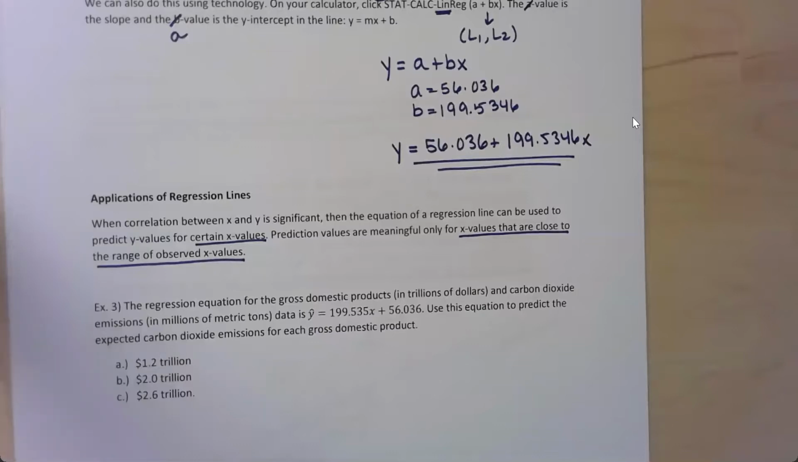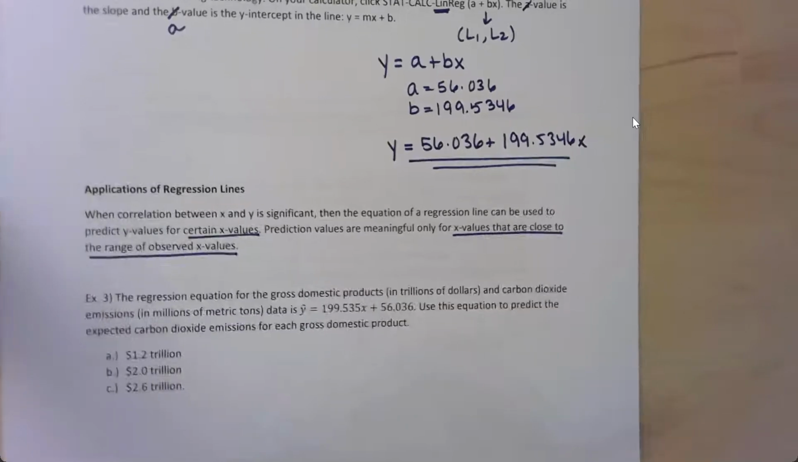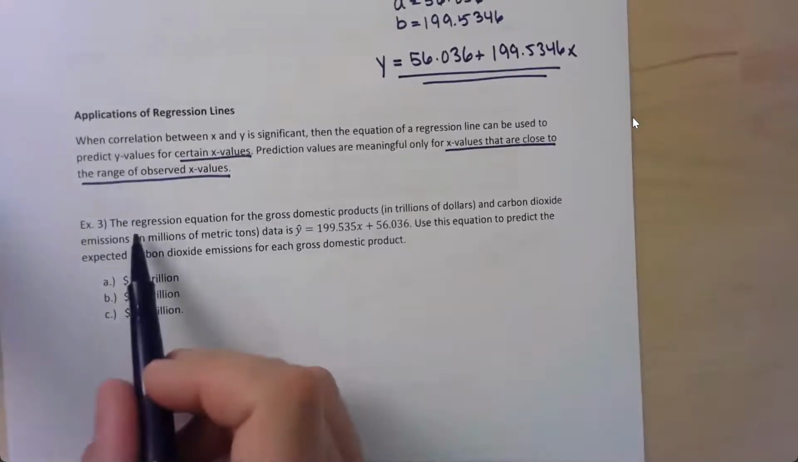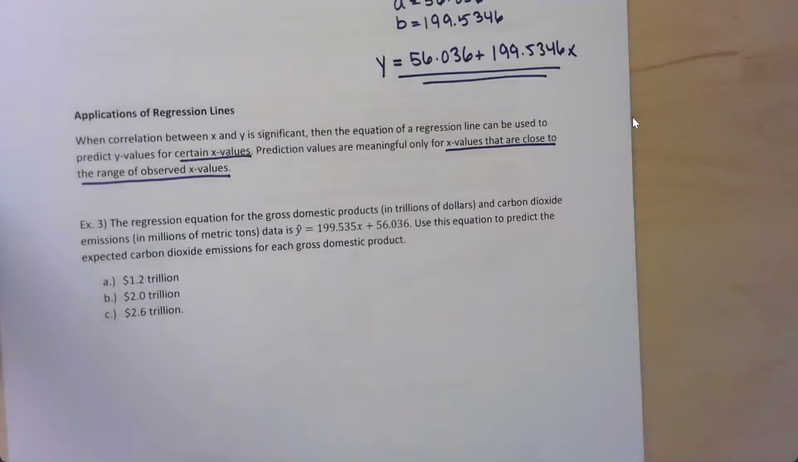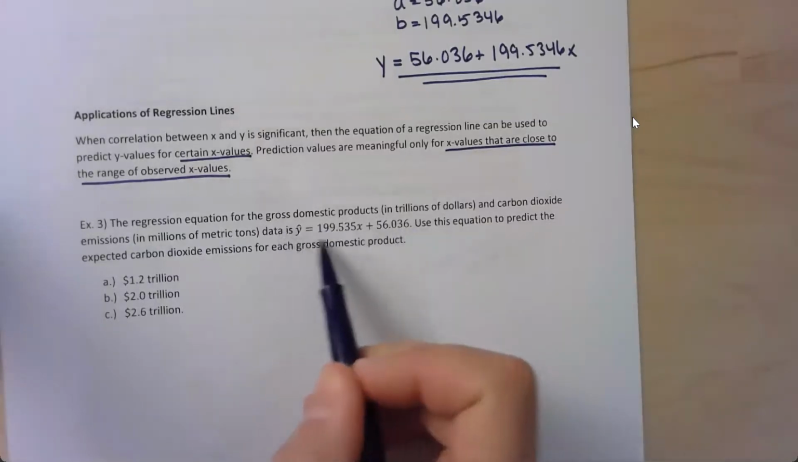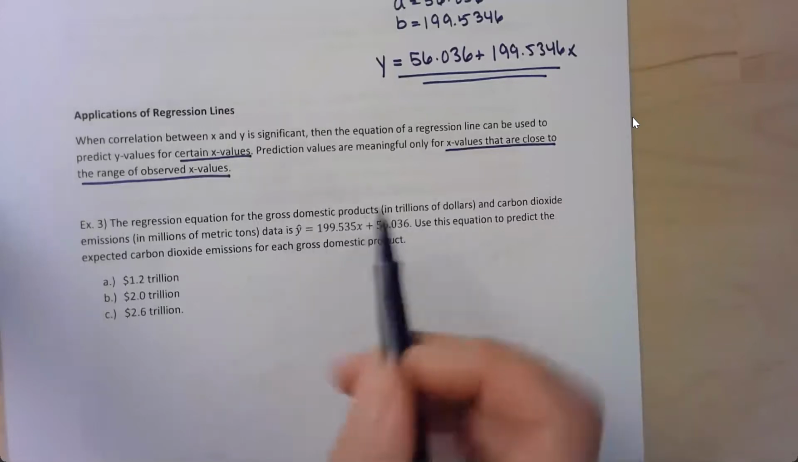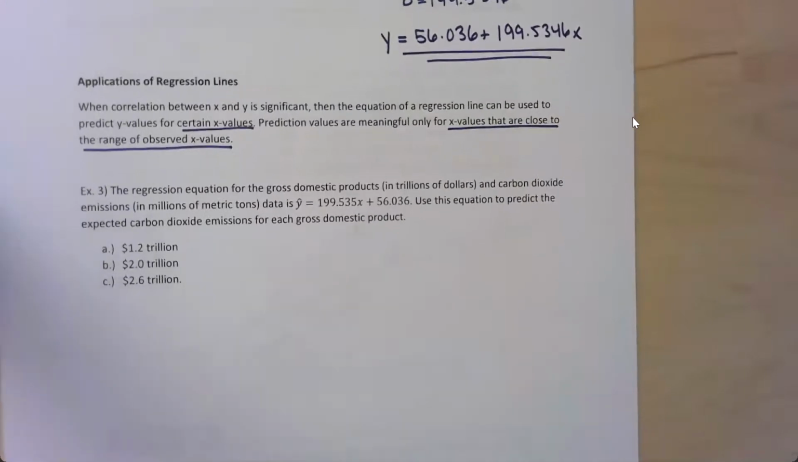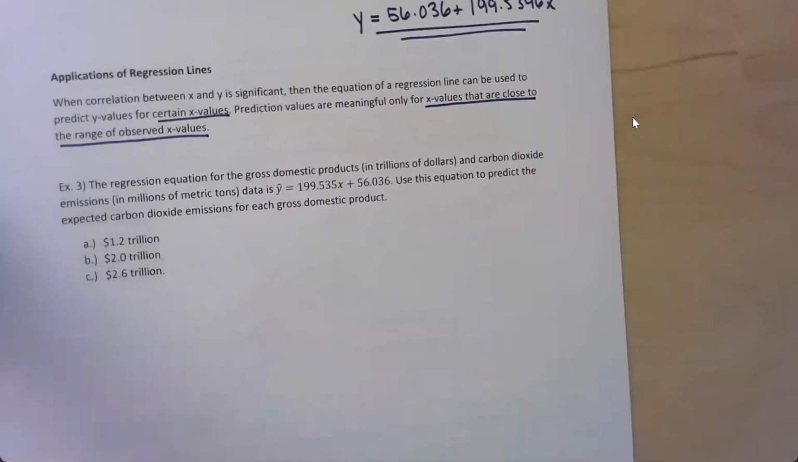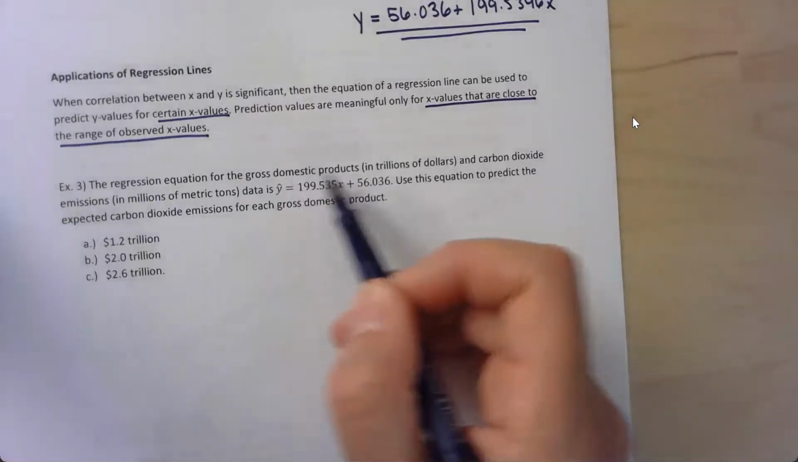So let's actually go ahead and do an example. We're going to use the regression equation for the gross domestic product and carbon dioxide example, the same one we've been doing. And I just rewrote it here, using just 3 decimal places in each case, so we'll follow that same protocol. I know I used 4 decimal places here. We're going to use this equation to predict the expected carbon dioxide emissions for each gross domestic product: 1.2 trillion, 2.0 trillion, and 2.6 trillion. Now, one thing to note is the X values here do represent trillions of dollars.